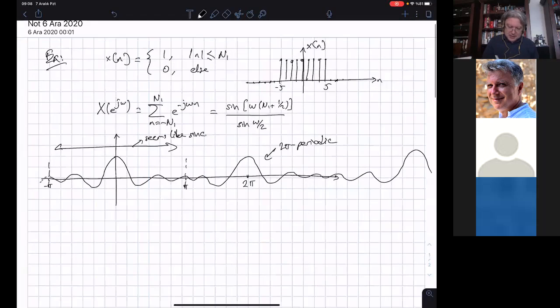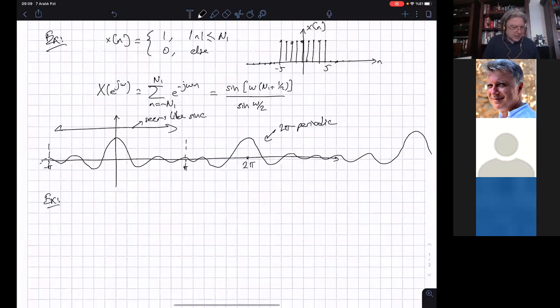Now, an extension of this example could be considered as x of n is equal to delta of n. Of course, we are able to find this only by using the formula, and from the formula you will find x of e to the j omega to be a summation from 0 to 0. So the summation will only have one component because delta n is non-zero only when n is equal to 0. And over there it is e to the minus j omega n.